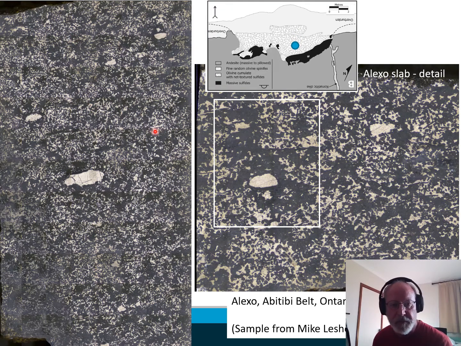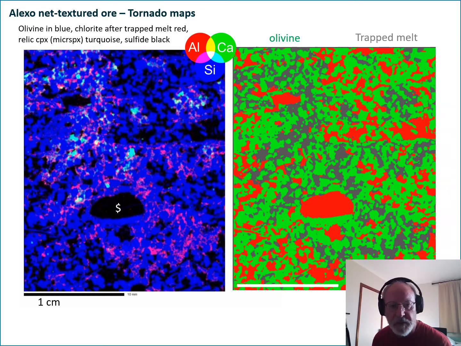This is a very spectacular polished slab of net textured ore. And here you can see there's a few different features in this. Most of what you're seeing here, these little black lath-like shapes, are olivine crystals. These things here are little globules of sulfide liquid. And when I first looked at this rock, I assumed that what we were seeing here was typical net textured ore. This was just olivine and sulfide and there's nothing else.